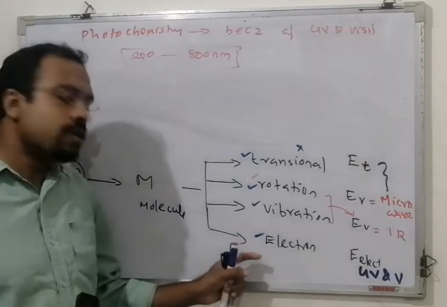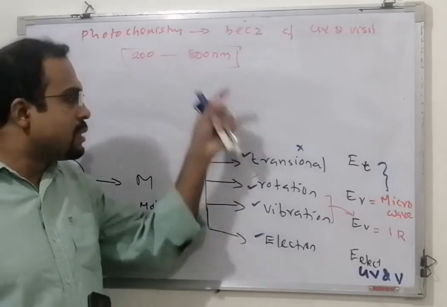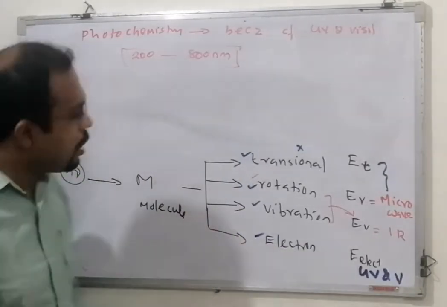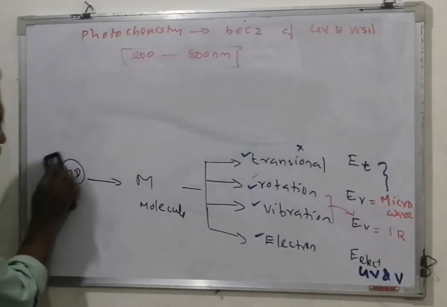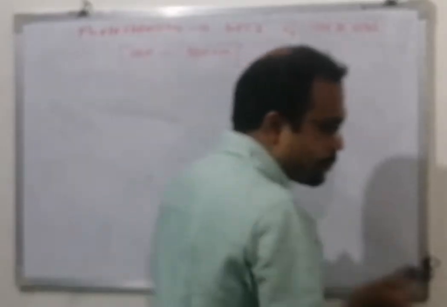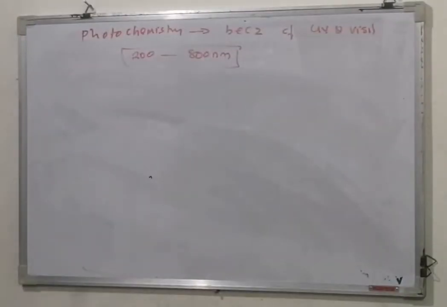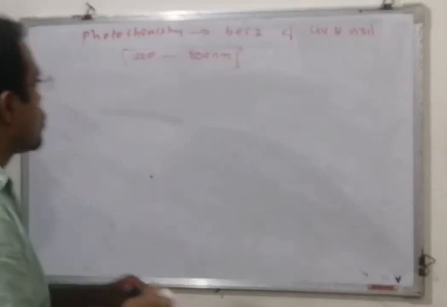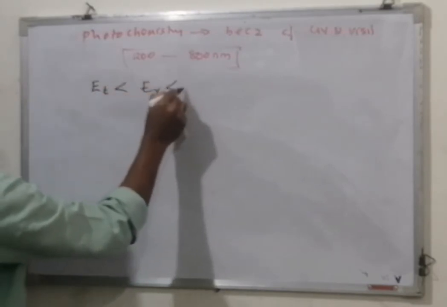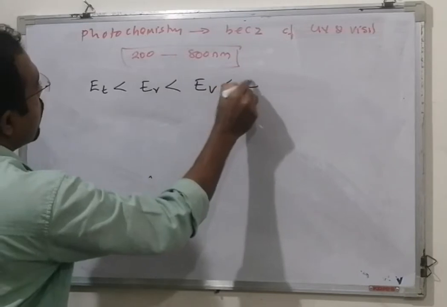You will learn more about these fine details in electronic spectroscopy. But you remember that the energy order is E translation is very much less than E rotational, less than E vibrational, less than E electronic.